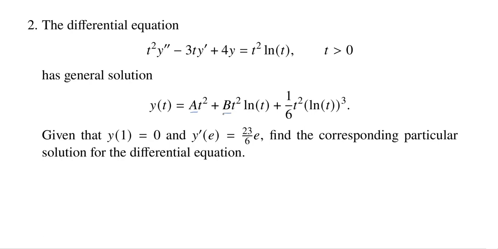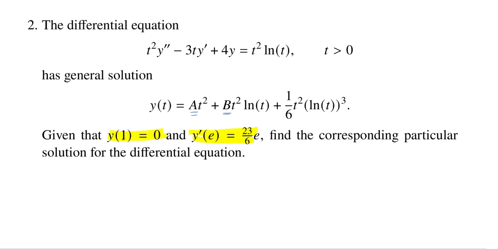Now this A and the B, this is how we know it's a general solution, because these A's and B's might be any constants. So if we want to determine a particular solution, we're going to need some initial conditions. And right on cue, we're given that y of 1 is equal to 0 and that y prime of e is equal to 23 over 6 times e. We're asked to find the corresponding particular solution. Why don't we use these two data points to help us find our A and our B.